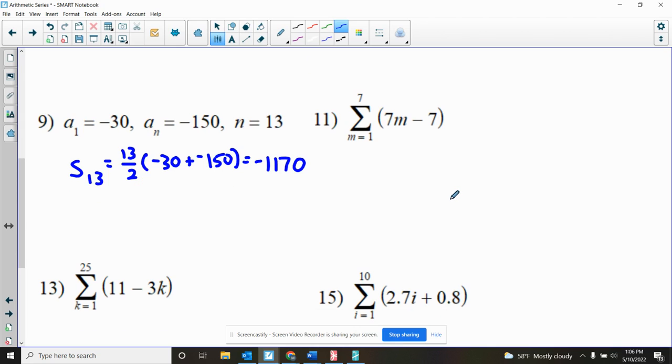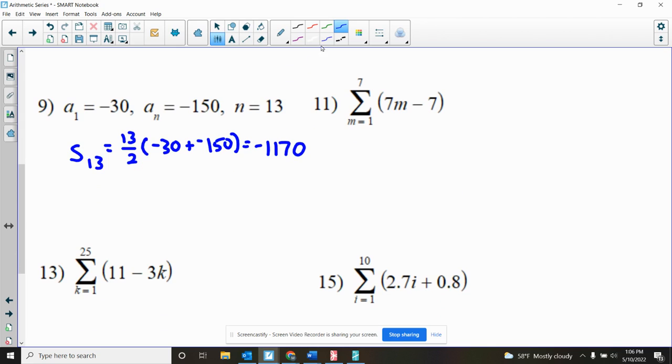Now the trick with these is recognizing that, hey, we're really doing the same thing. It's just that you have to figure out the first term, last term, and number of terms yourself. So for the number of terms, if the bottom number is 1, then your number of terms is just the top limit of the summation notation. From 1 to 7, that's 7 different numbers.